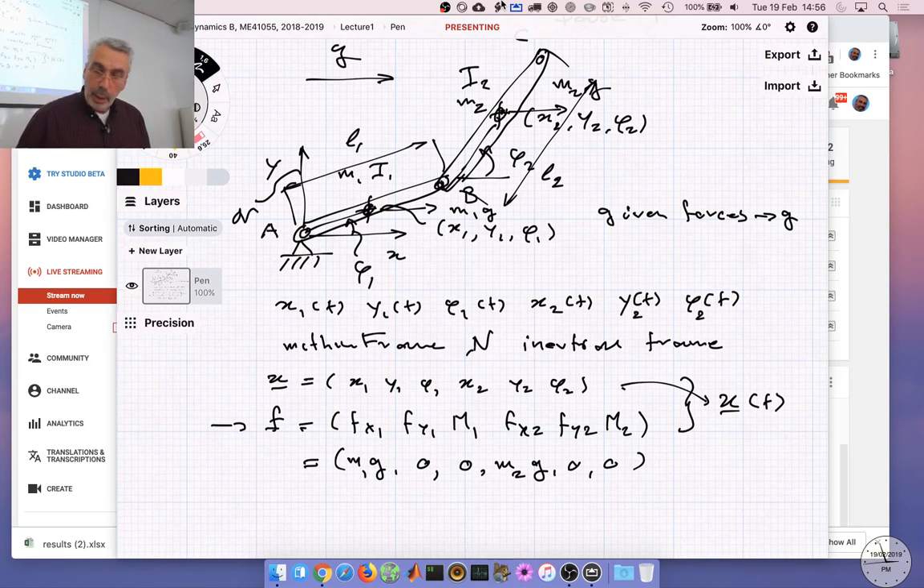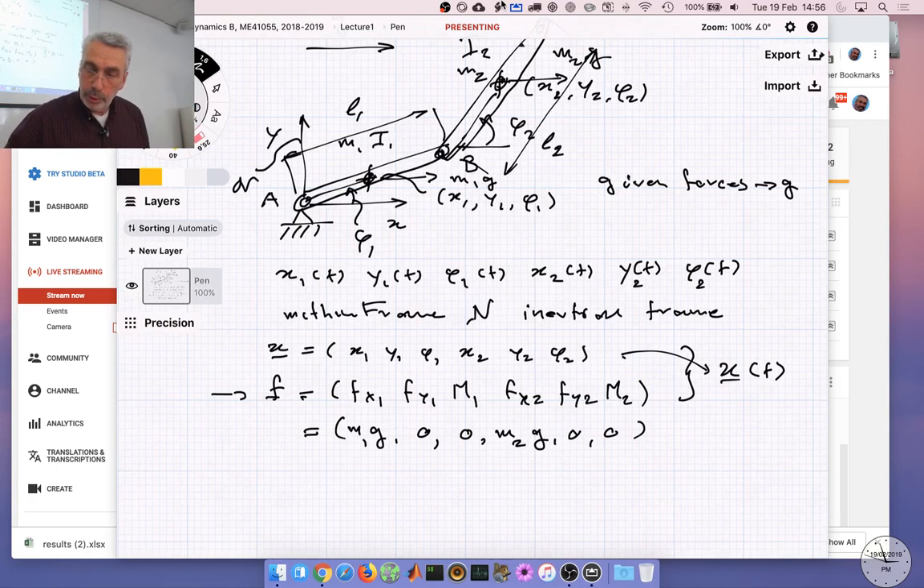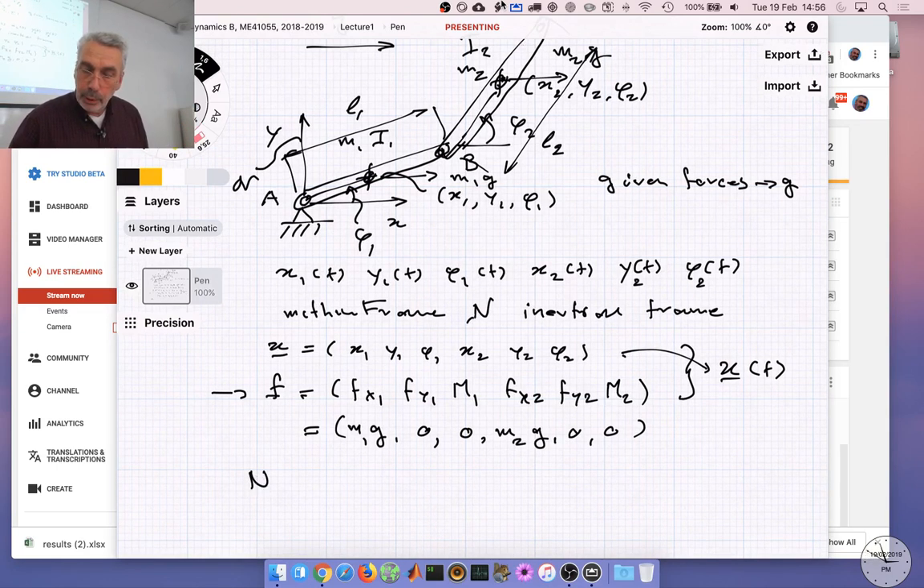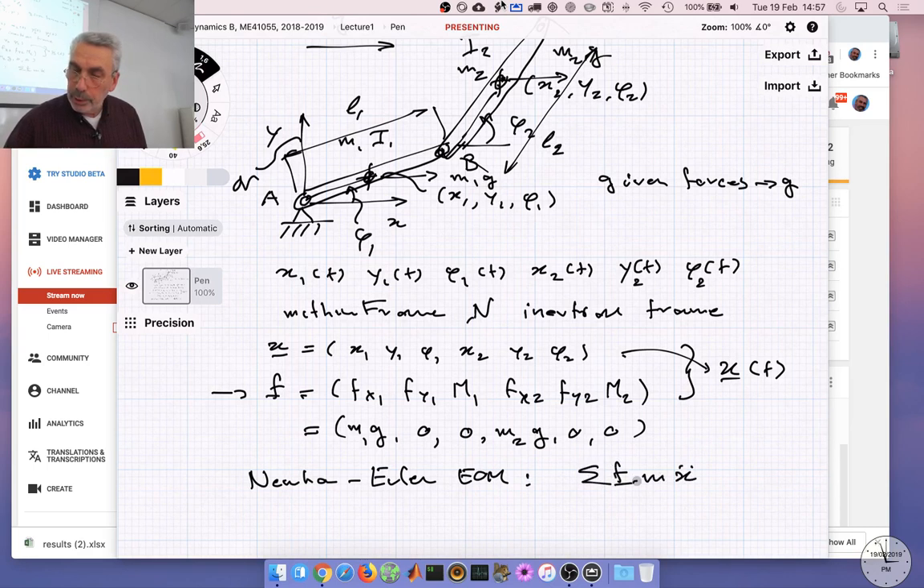time. And what is the toolbox that we have? Well, the toolbox is our Newton-Euler equations, right? So Newton-Euler equations of motion, EOM, being sum of the forces is mass times acceleration, and the sum of the torques is inertia times angular acceleration, all at the CM. So that should do the trick, right?